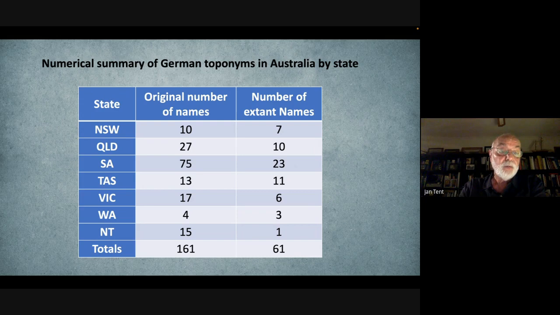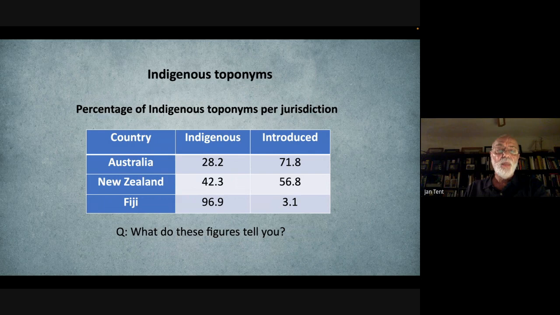Now, I said before that place namings can reveal a lot about the attitude of the namers. I did a study back in the early 2000s on the indigenous place names in Australia, New Zealand and Fiji. People often ask me, how many Aboriginal or indigenous place names are there in Australia? Officials from Australian naming authorities told me it was around 60%, but I felt that was not quite so.